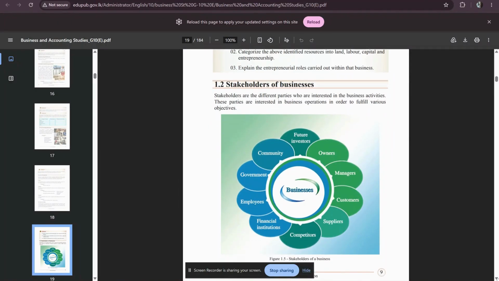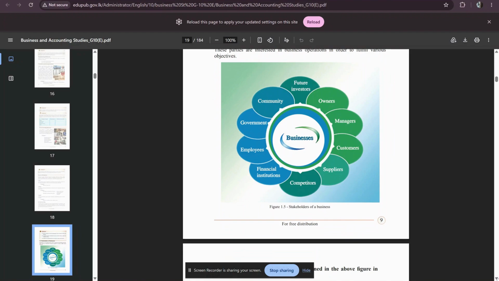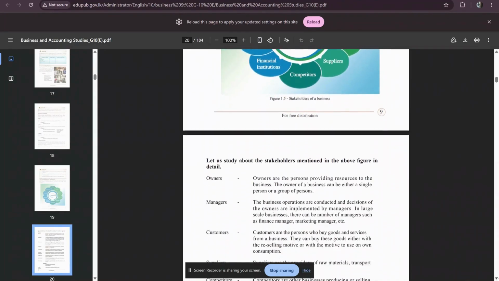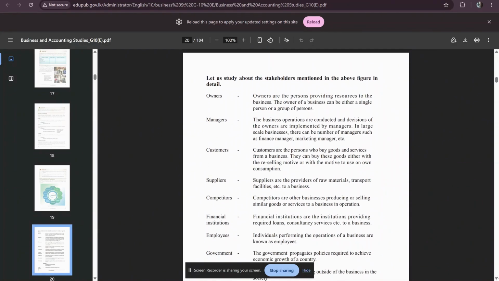Topic 1.2. Stakeholders of a business. Stakeholders are different parties who are interested in the business activities. These parties are interested in business operation in order to fulfill their various objectives. In a business, we have the future investors, the owners, the managers, customers, suppliers, competitors, financial institutions, employees, government, community. All these people are stakeholders of a business. Let's study the stakeholders mentioned in the above figure in detail.